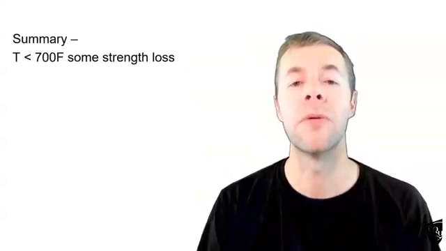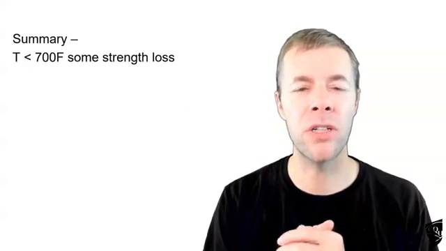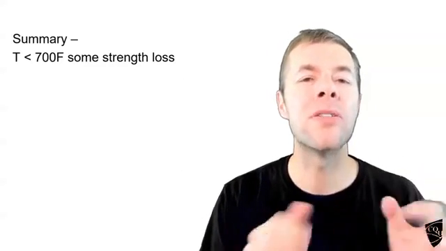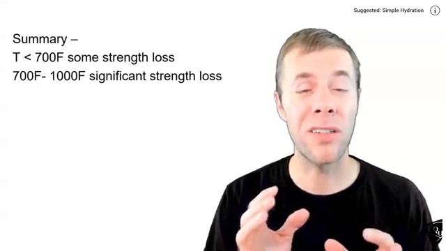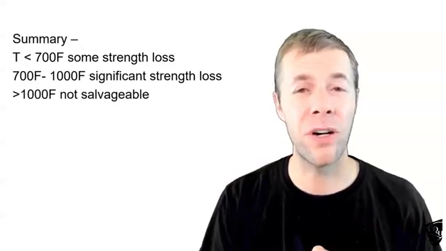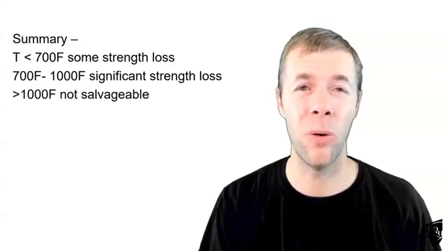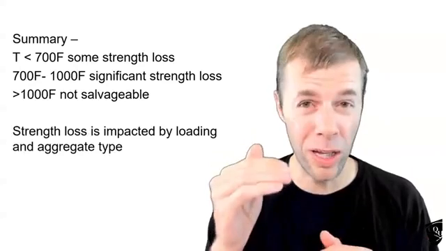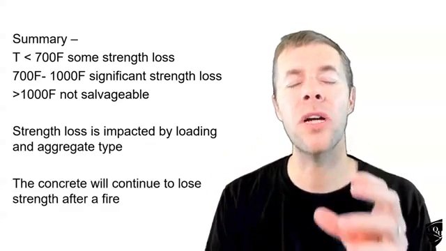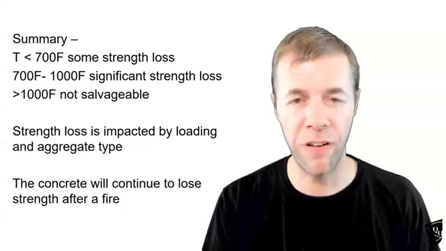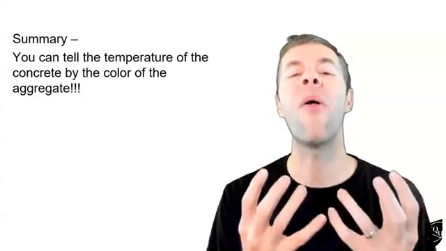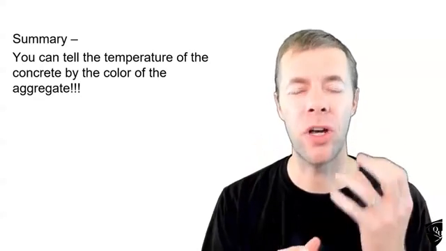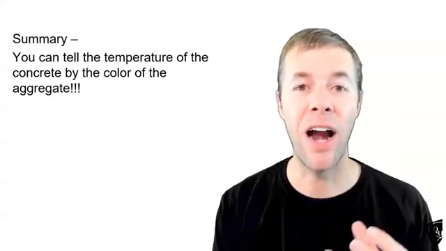So in summary, if your temperatures are less than about 700 degrees Fahrenheit, you get some strength loss, but it's not that big of a deal. When you get to 700 to 1,000, you start to get a lot more strength loss typically. When you get above 1,000 degrees Fahrenheit, your concrete's not salvageable. Your strength loss is impacted by the loading and the aggregate type, and the concrete is going to continue to lose strength after a fire. As it cools, those cracks are going to get wider and wider and wider. And you can tell the temperature of the concrete by the color of the aggregate after the fire. An awesome, crazy, useful tool.